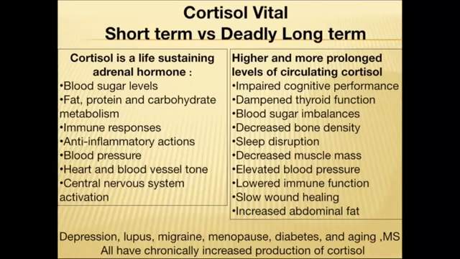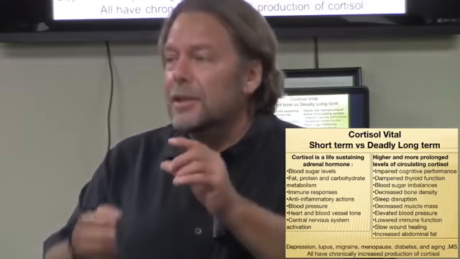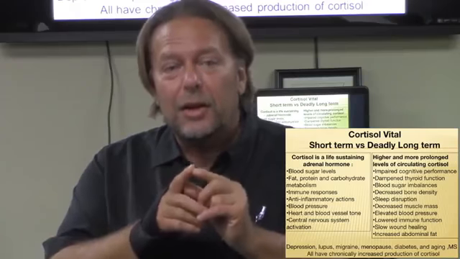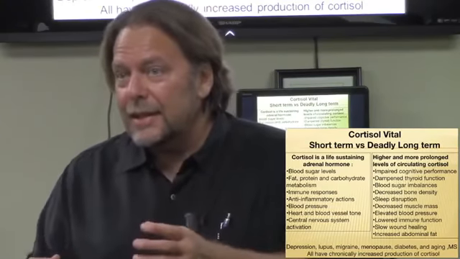Depression, lupus, migraines, MS, Lou Gehrig's disease, okay, all have increased production of cortisol. Why? Because they're all inflammatory diseases. Osteoporosis is an inflammatory autoimmune disease. MS is an inflammatory autoimmune disease. With inflammation, the body's going to secrete an anti-inflammatory. What's that called? Cortisol. Okay. Can you start seeing this?